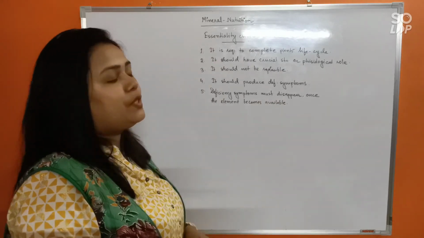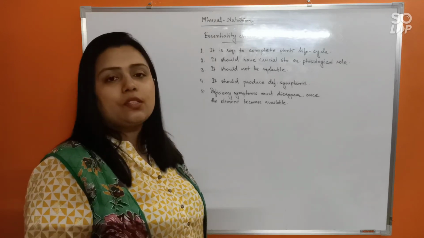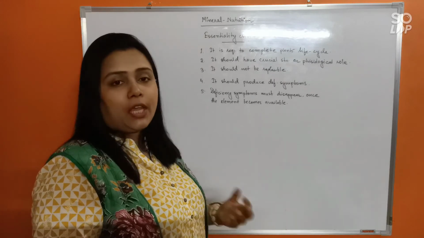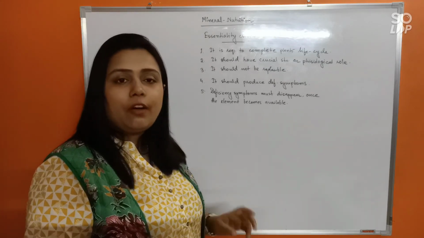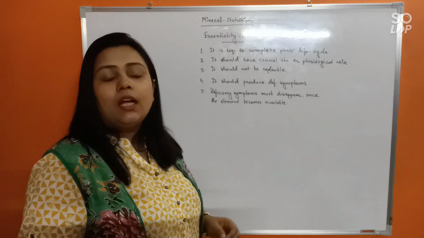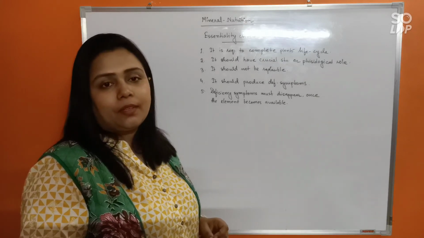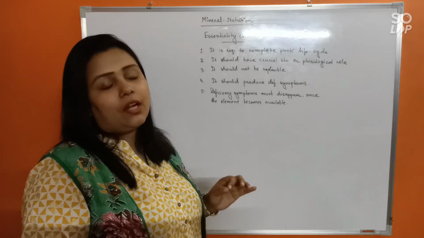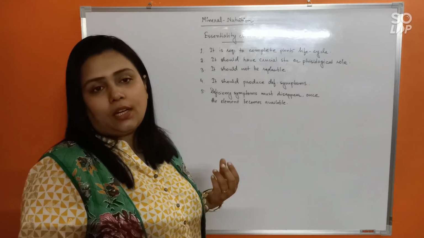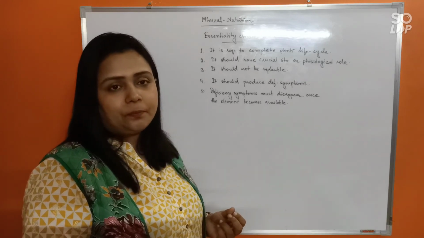So these are the 5 essentiality criteria which, if fulfilled, an element can be called essential, otherwise not. So after checking all those 60 elements which were found in the plant body against these criteria, only 17 elements could fulfill the criteria. So that means there are 17 essential elements which are essential for the completion of the plant's life cycle.